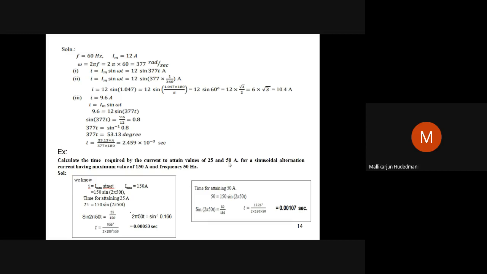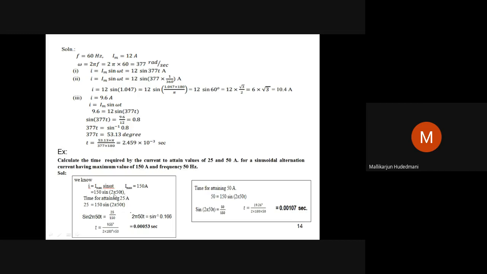This is a very simple problem because you can get this value if you are able to write an equation for it. So what is the standard equation? I equals I max sine omega t. And I max in the problem is 150. The frequency is 50 hertz, and omega t is 2 pi f t, so f is 50. So you can see here 150 sine, inside the bracket 2 pi f t, 50 into t. So this is the standard wave for the problem given.